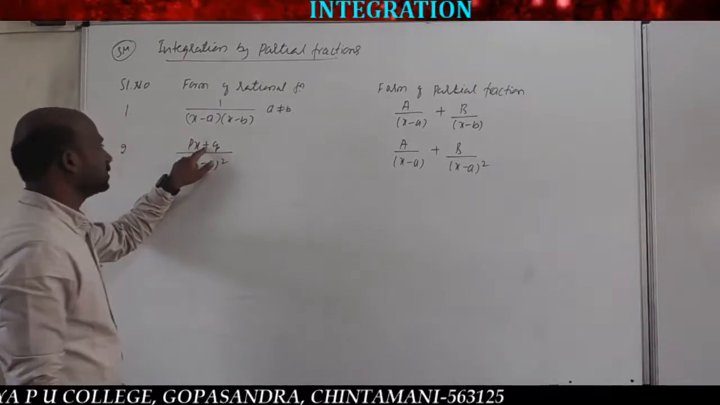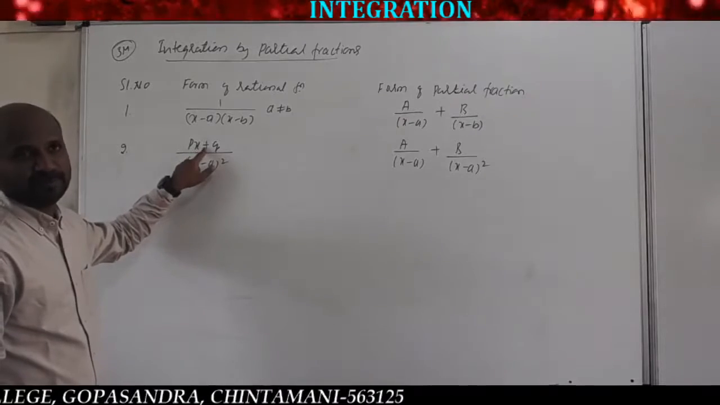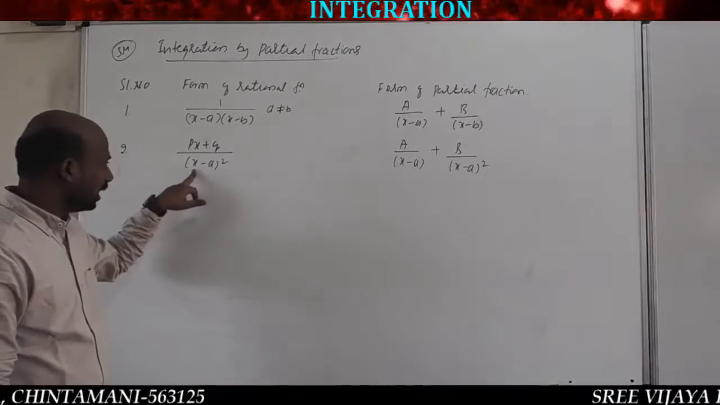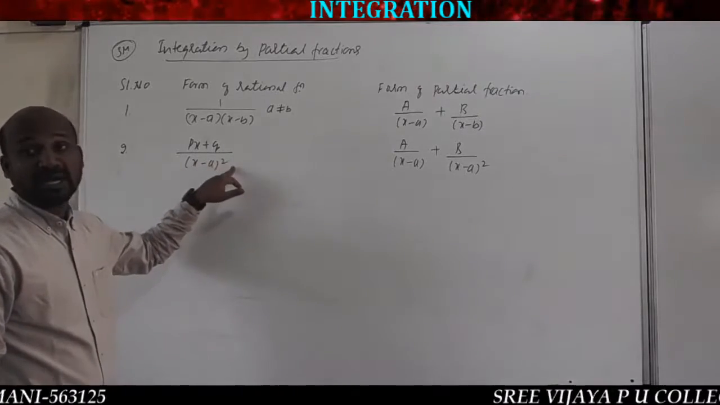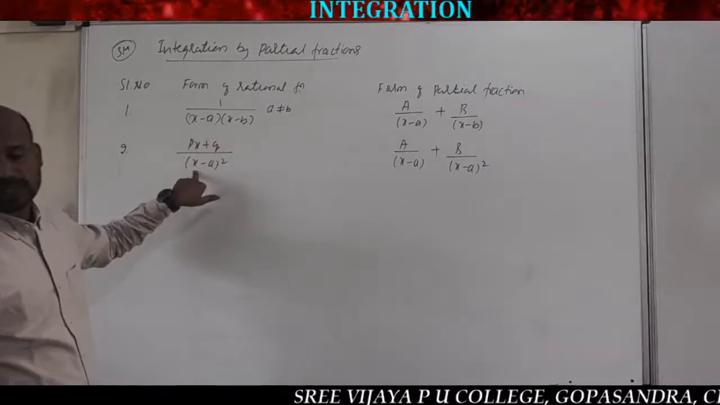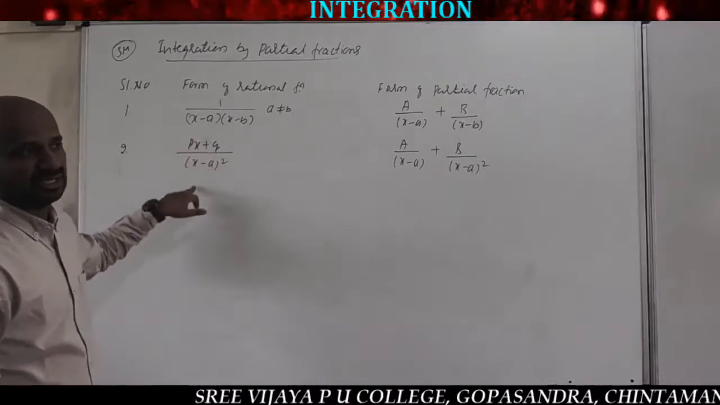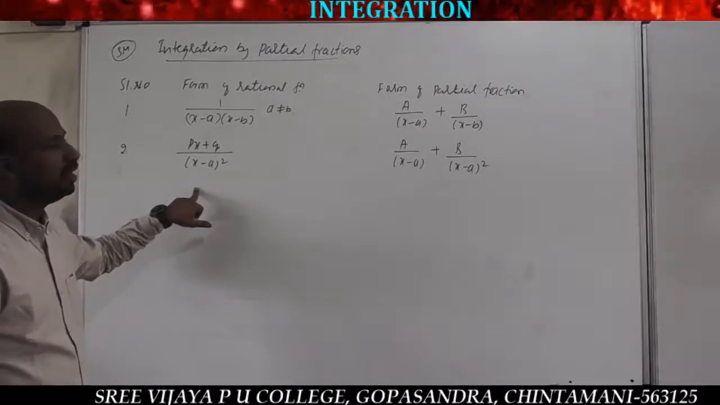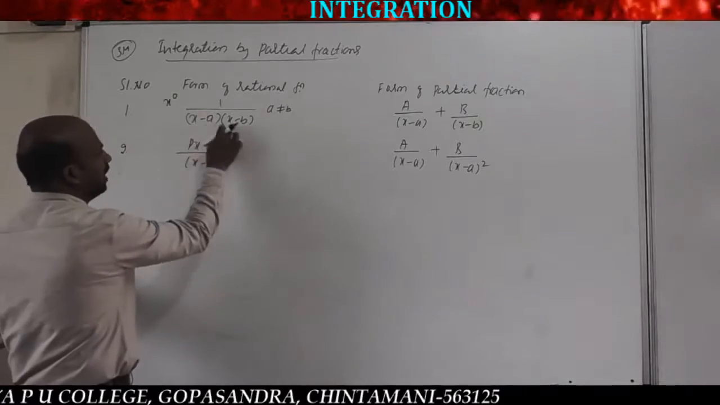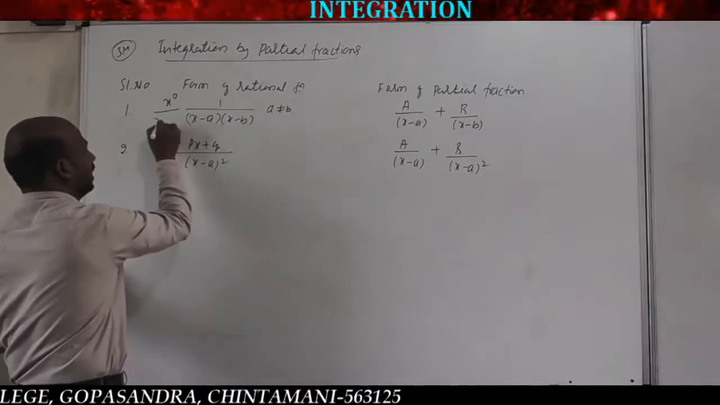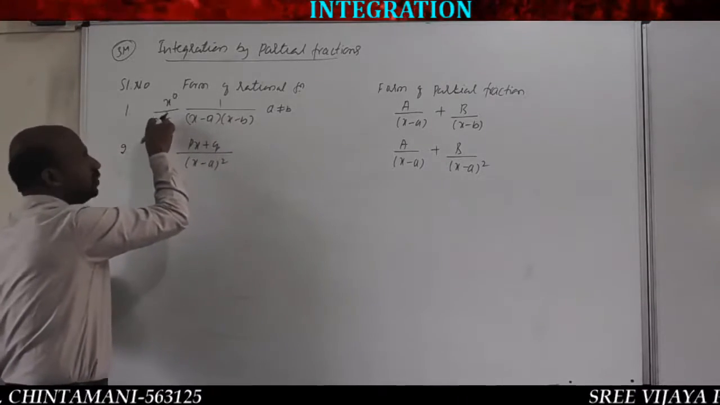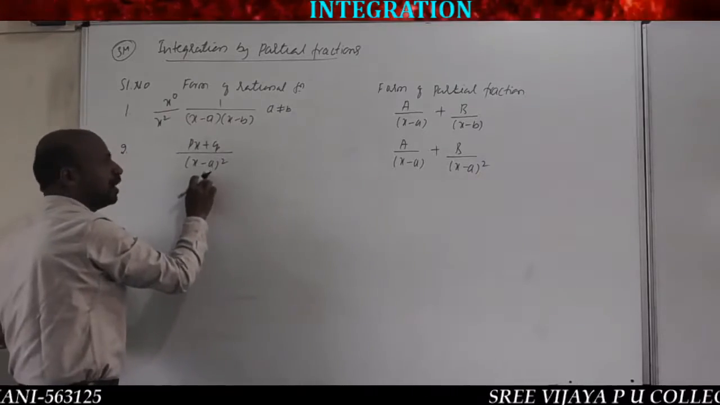Here px plus q is in the numerator, a linear factor, but the denominator has a quadratic factor. If you expand x minus a whole square, you get x square plus a square minus 2ax. But the highest power of x in the numerator is 1, and in the denominator it is 2. Degree of numerator is less than the degree of denominator. It's a proper function. Here the 1 can be written as x power 0, but the denominator, x into x, becomes x square. Highest power of x in the numerator is 0, highest power of x in the denominator is 2. So it is again a proper function.